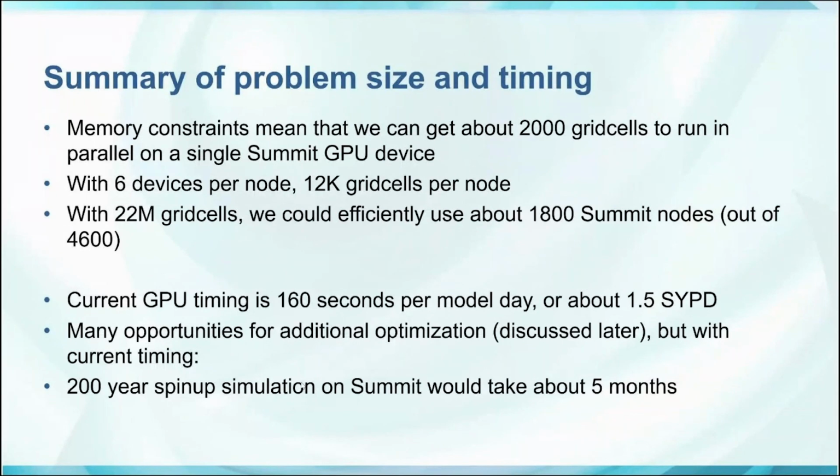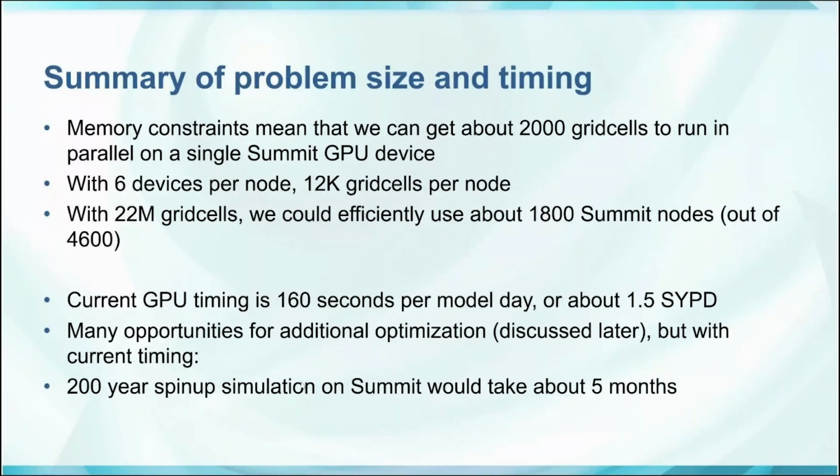At the moment, the timing is about 160 seconds per model day, which is only about 1.5 simulated years per day, which seems very slow until you compare that with if you were going to try to do 20 million grid cells on a CPU system. A, we don't even have a system that could do it, but B, if we did, it would be a massive system and would take about 3 years of simulation time to do a 200-year spin-up simulation.